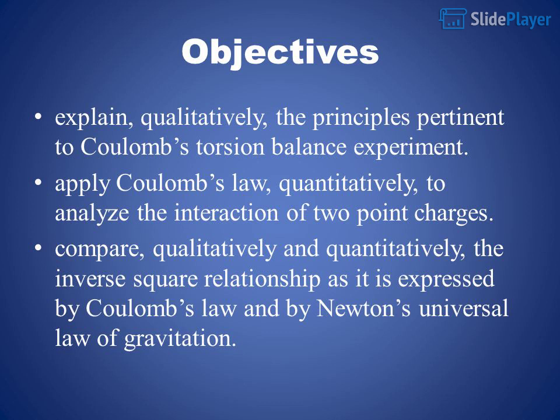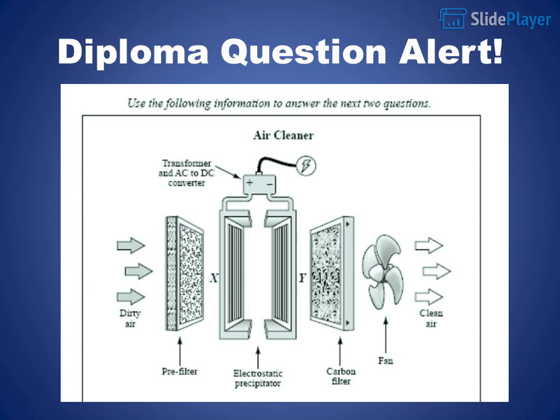Objectives. Explain, qualitatively, the principles pertinent to Coulomb's torsion balance experiment. Apply Coulomb's law, quantitatively, to analyze the interaction of two point charges. Compare, qualitatively and quantitatively, the inverse square relationship as it is expressed by Coulomb's law and by Newton's universal law of gravitation. Diploma question alert.